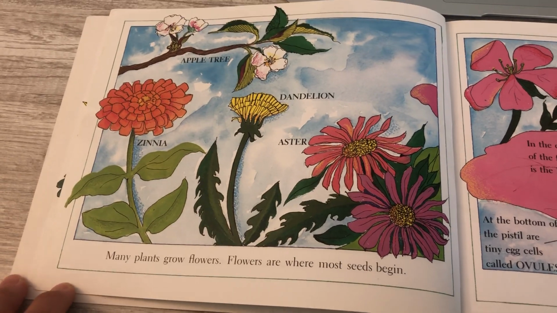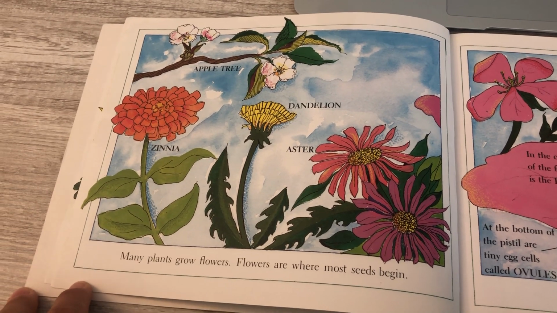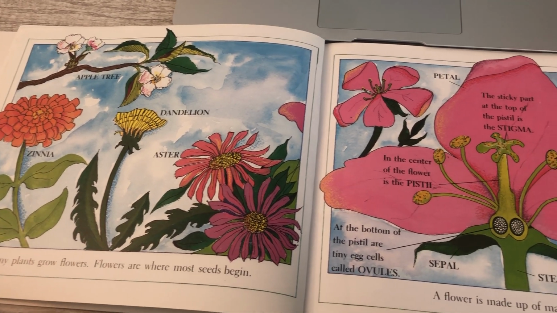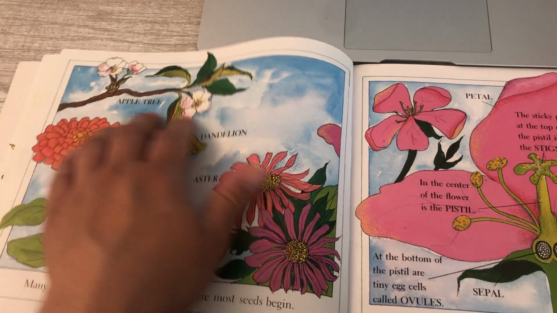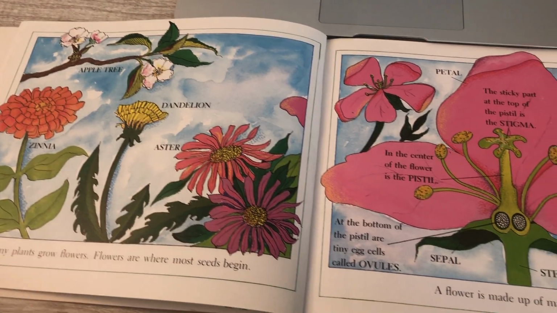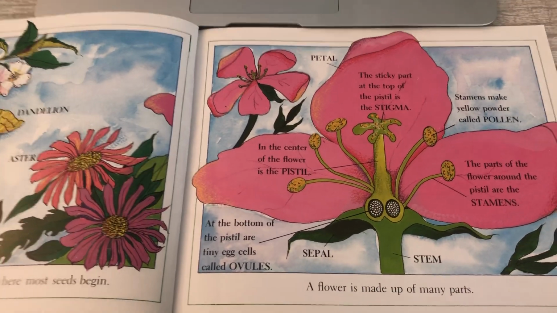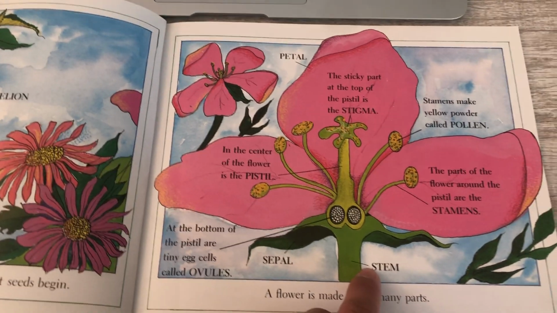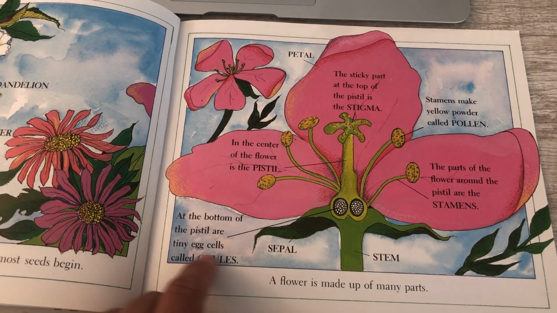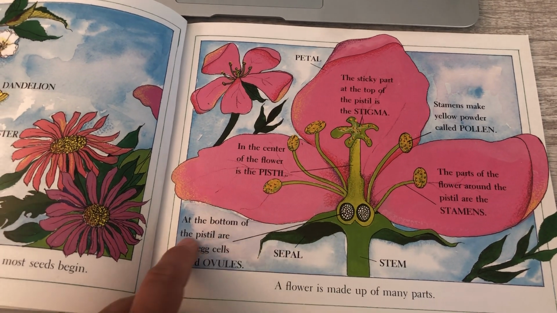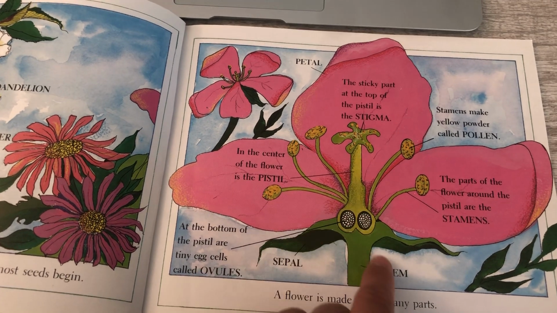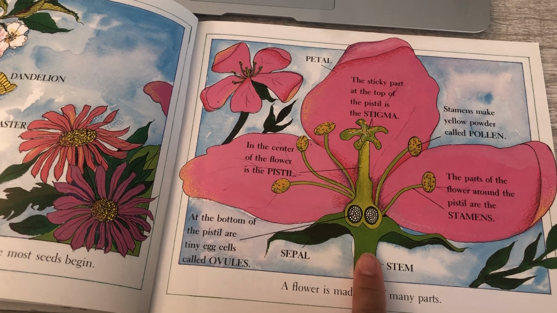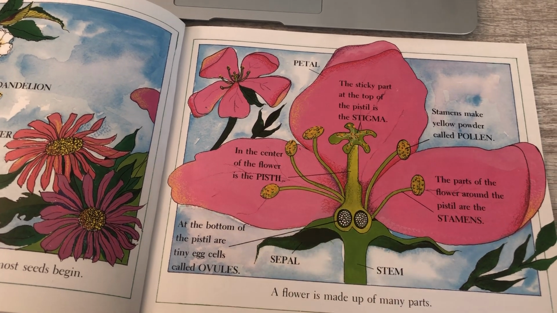Many plants grow flowers. Flowers are where most seeds begin. And these labels here are the labels of all the different types of flowers you see. A flower is made up of many parts. So this part here is the stem. Okay, and here are the ovules. So at the bottom of the pistils, which are here, are tiny egg cells called ovules.